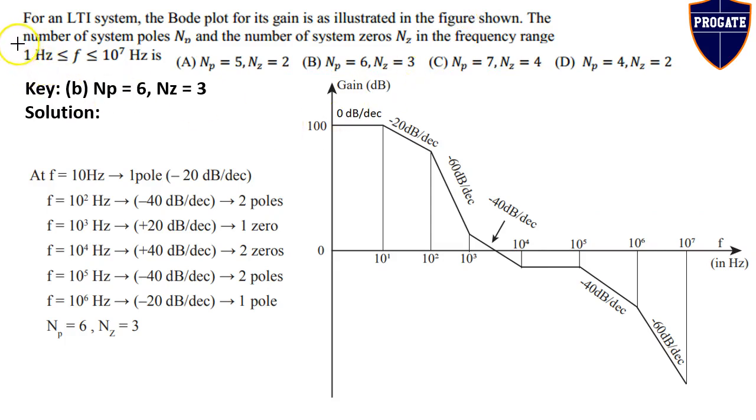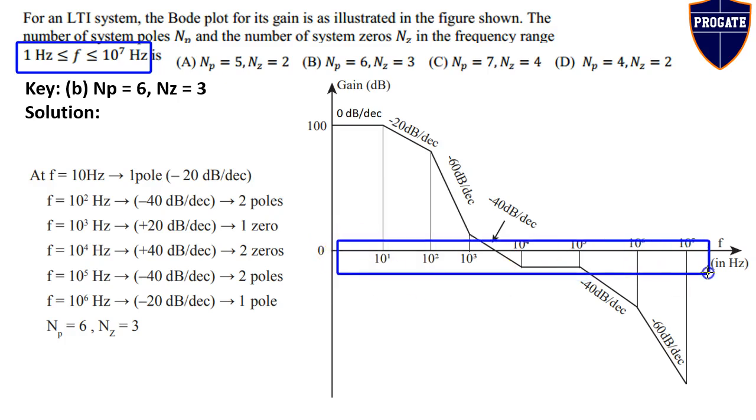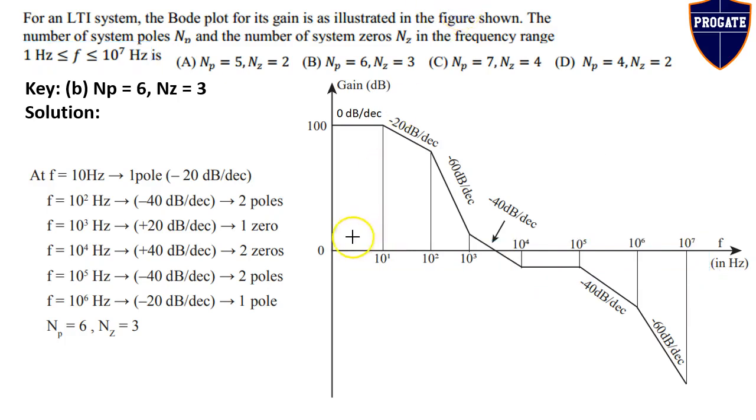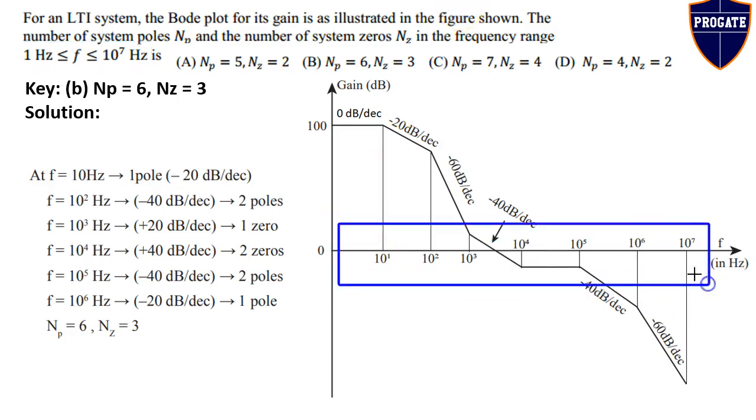In this frequency range of 1 to 10^7 Hz. So if you see, this is 10^7, this is 0, this is 10^1, means 1 will be somewhere around here in this region. So from this frequency to this frequency, he is asking us to find the number of poles and zeros.